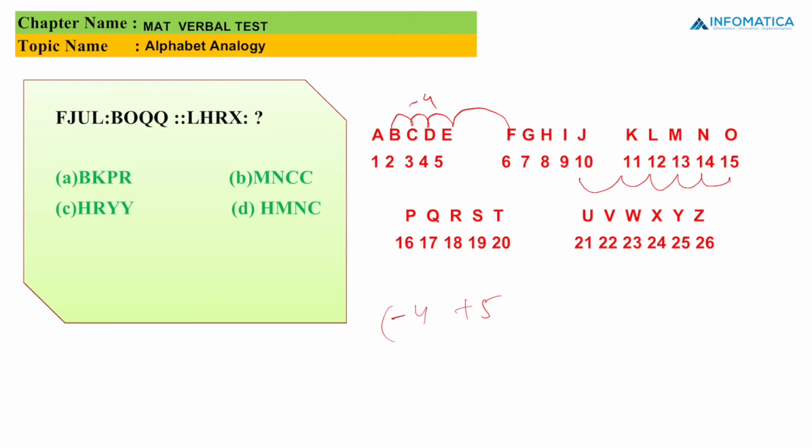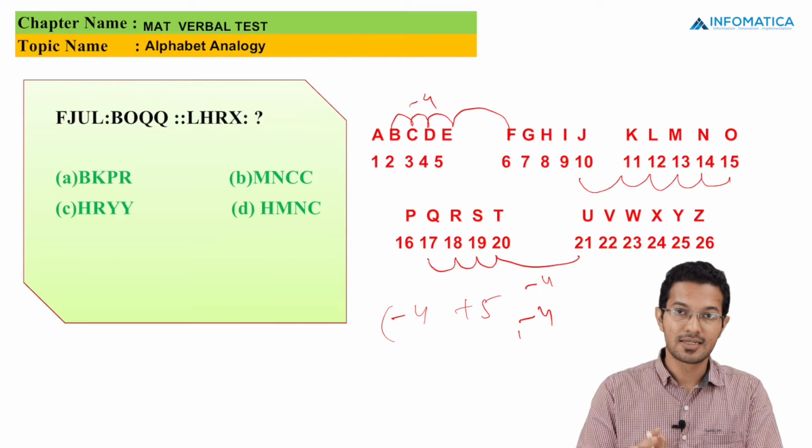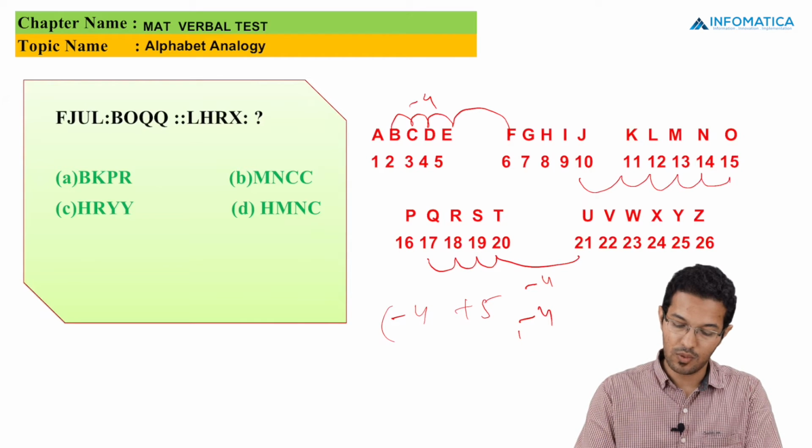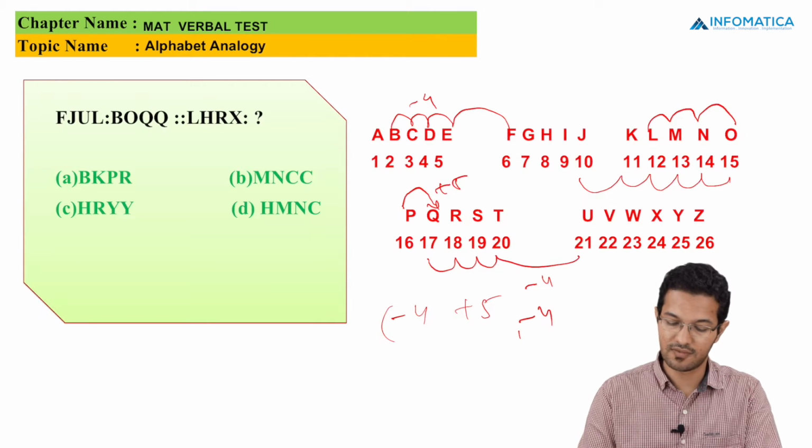U is related to Q. U is on number 21 and is related to Q. So I am going 1, 2, 3, 4, minus 4 steps ahead. L is related to Q. So I am going 1, 2, 3, 4 and 5, which is plus 5.